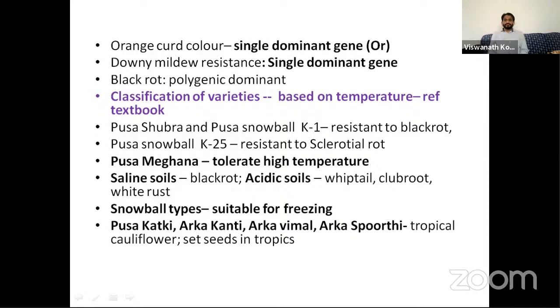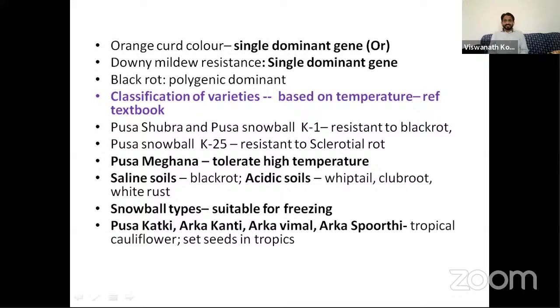The orange curd color was found to be governed by a single dominant gene. This was the previous question. The orange curd color in cauliflower is by a single dominant gene, and the black rot resistance is polygenic dominant. And there is an important classification of varieties based on the temperature requirement.